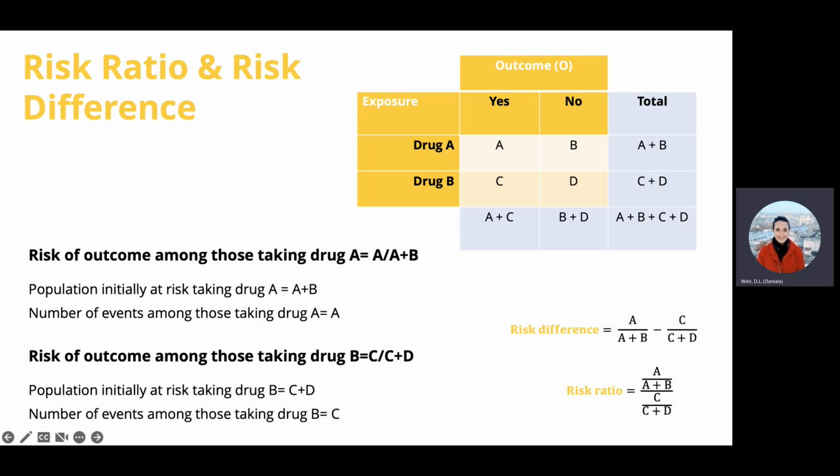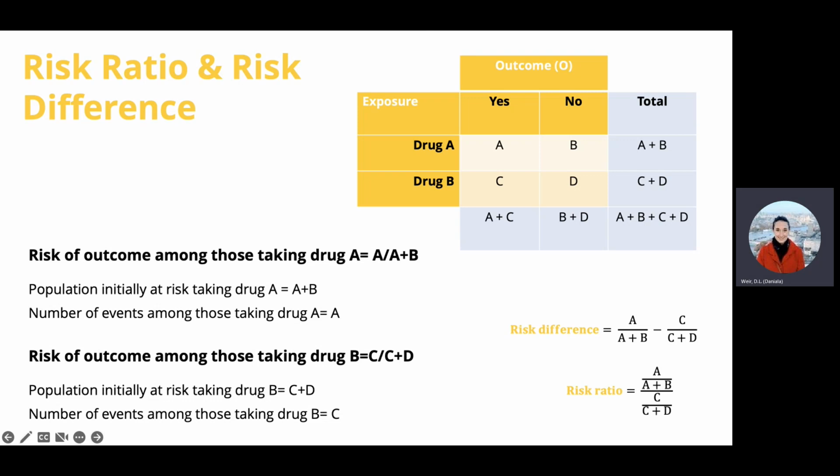And then in order to calculate the risk of the outcome among those taking drug B, we need to first determine the population initially at risk that are taking drug B. So it's cell C plus D. And then you need to determine the number of events among those taking drug B, which is just cell C right there. So then the risk of the outcome among those taking drug B is just going to be C over C plus D.